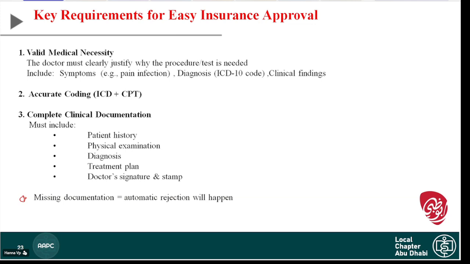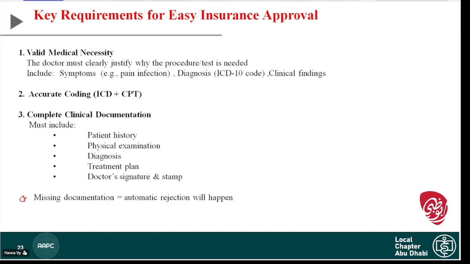Next, key requirements of easy insurance approval. So guys, before going to the main codes in CPT of the genitourinary system, let's see the easiest method: what are the main key requirements to get easy insurance approval. It's just showing a few key components only. Let's see what is the first point we should know.